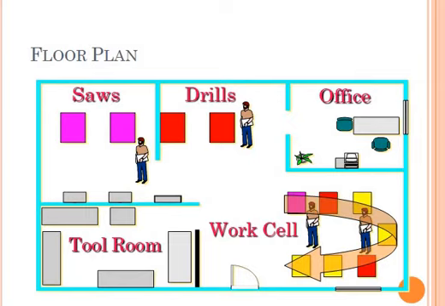This is an example of a shop floor that follows the process layout. As you can see, this is the first department where I'm grouping all the saws. So this is the sawing department. Another department includes all the drilling machines. So this is the drilling department. So all the functions which are similar are grouped in one place. We have the offices, we have the tool rooms. So this is an example of a process layout.